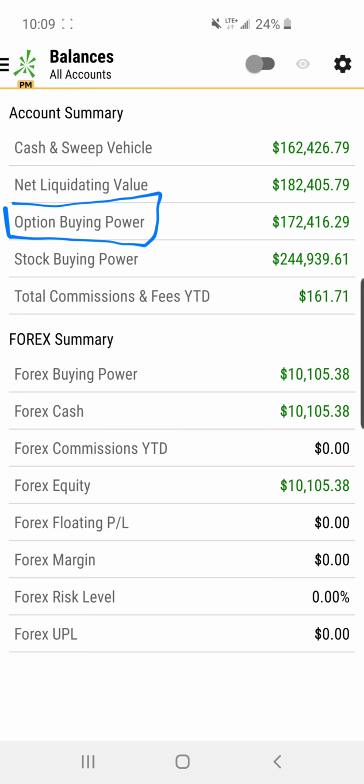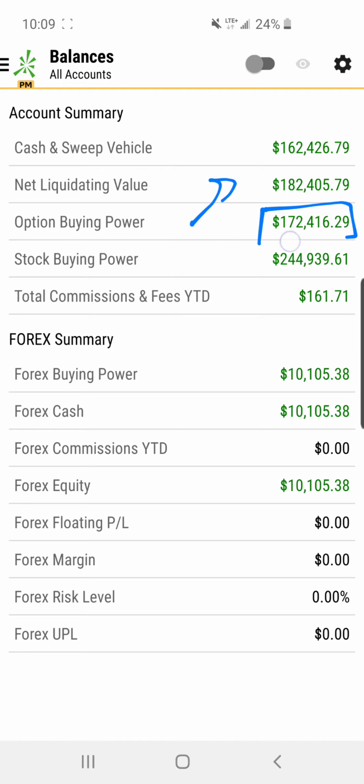So remember, we have to use 75% of our maximum possible amount. Our maximum possible amount of option buying power is just the net liquidating value. So right now mine's $172,000, but that's because I've already bought some stock. If I sold that stock back for cash, my option buying power would be $182,000, and it could never go above that unless I added more cash to the account.